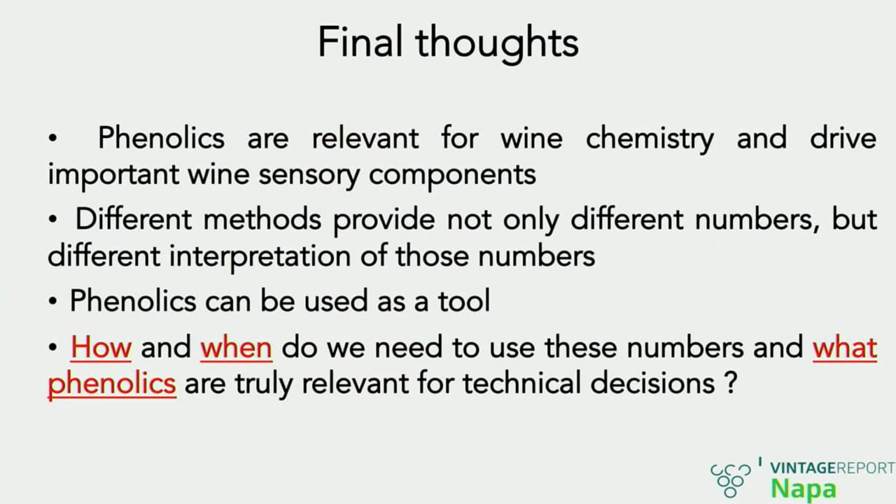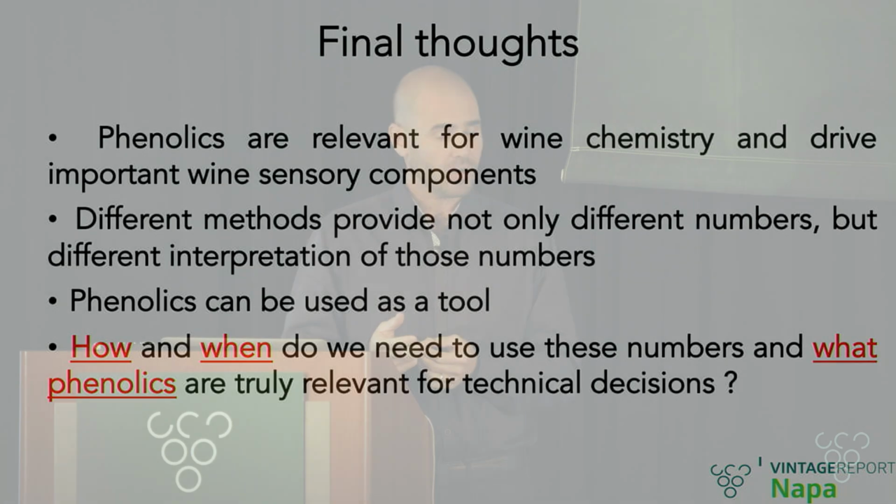Now, the final thoughts here. Obviously, phenolics are relevant from a chemical standpoint, but I guess for the purposes of this audience, phenolics are super important from a sensory standpoint. You should be aware that different methods provide not only different numbers, but more importantly, different interpretations of the same number. Okay, if you are taking a look at protein precipitation by the Adams-Harbertson assay, the numbers are very, very much lower than the numbers that come from the methylcellulose method from the AWRI, much lower.